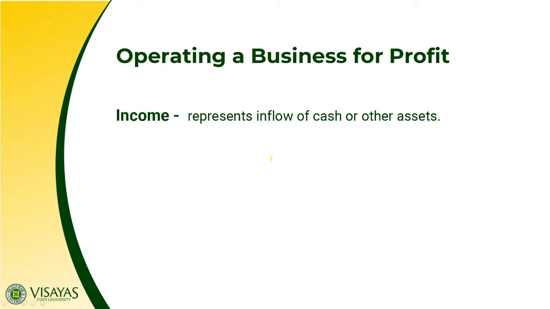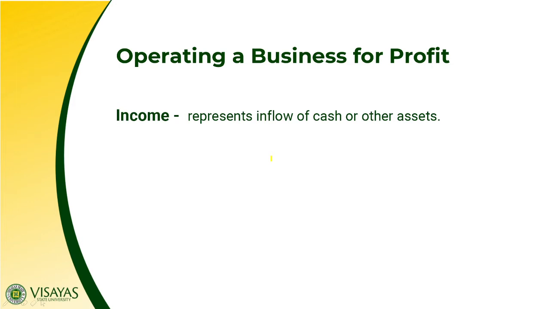What is income? Income represents an inflow of cash or other assets coming from a client or customer for service rendered or for merchandise sold if you are doing a merchandising business. The definition of income encompasses revenues and gains. Revenue is income coming from the normal course of the business. A gain is an income which may arise but not from its normal course of operation.